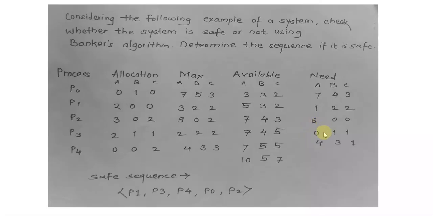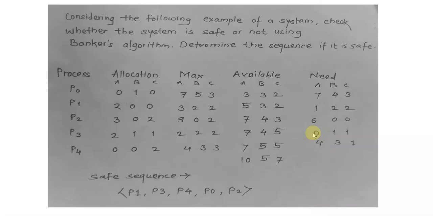So again we will move towards the next process, that is the P3 process, and the requirement of P3 is 0, 1, 1, and we have 5, 3, 2. So we can easily allocate these available resources to the P3 process. So here again in the same sequence we are going to write P3. So we are going to allocate resources to P3.